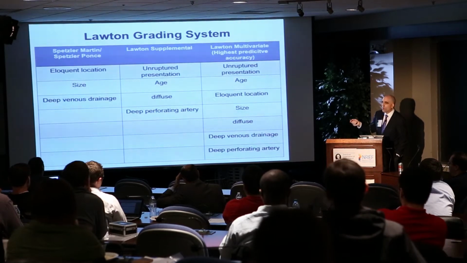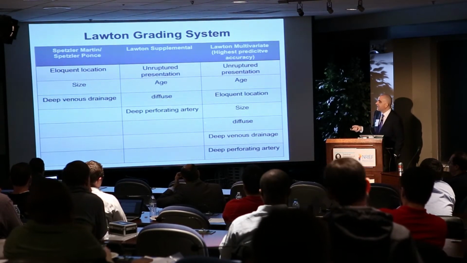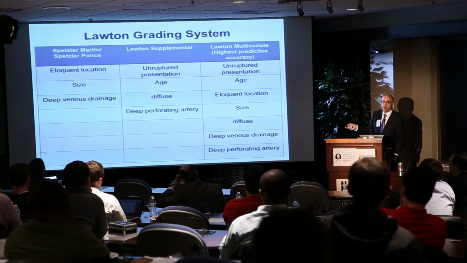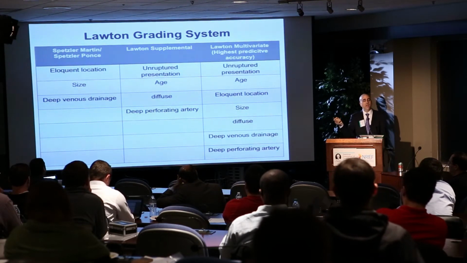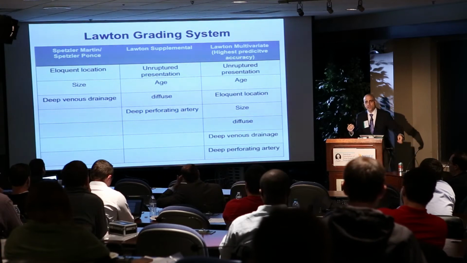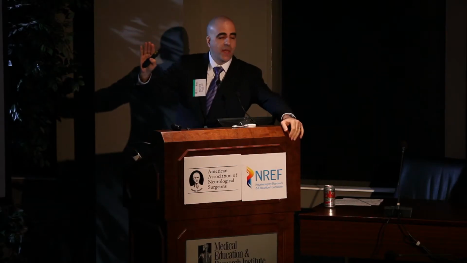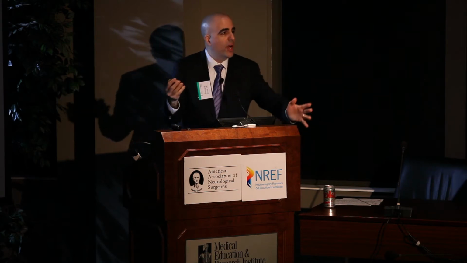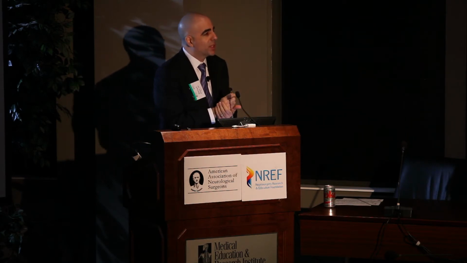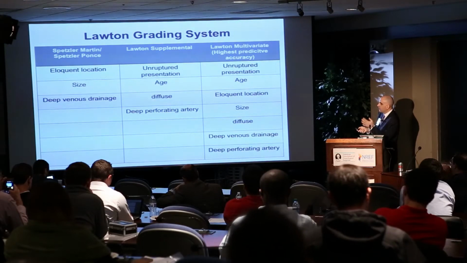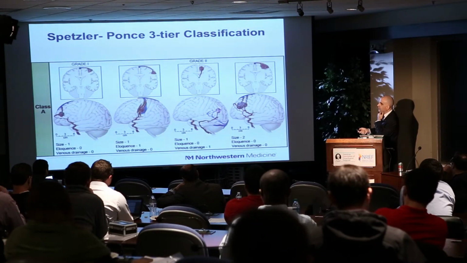Lawton has since gone on to refine the grading scale, I think, by dialing in two important issues that I like about the scales. One, the deep perforating arteries. I think that's an important determinant. Perforator involvement is an important determinant of risk of treatment. Remember, these scales relate to surgical treatment, by the way. Age is another one. We know age. Operating on a 20-year-old versus an 80-year-old has a big impact on outcome. And so this is another attempt to look at that issue.